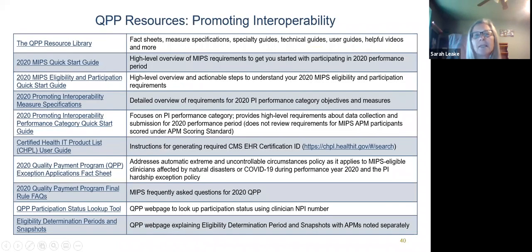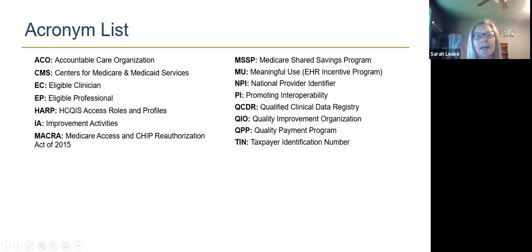The next slide is some resources we thought might be helpful for the Promoting Interoperability. So if you wanted some light reading, you could certainly come here and look at that. And the acronym list that Sharon had mentioned, some of these things that we were talking about, we probably said them and didn't realize it. And here's what they meant when we'd say EC or HARP or IA.